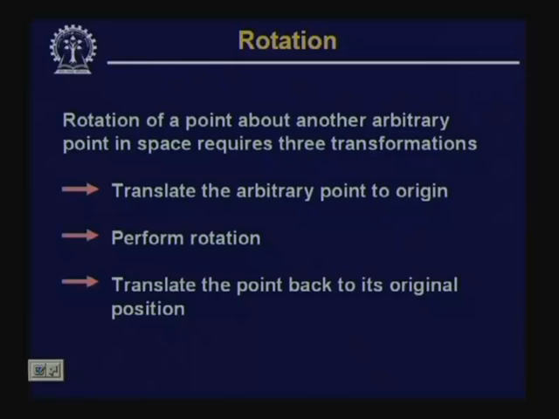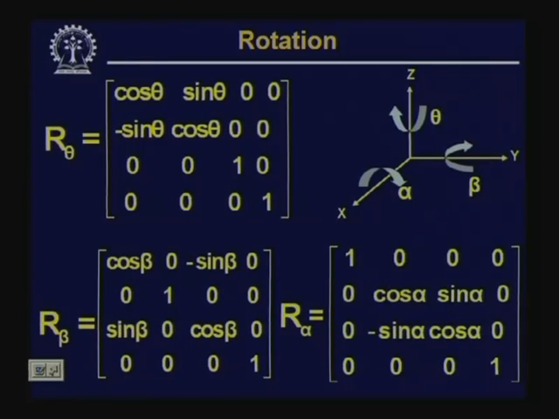Specifically, if the rotation has to be done about an arbitrary point, then we have to translate the arbitrary point to the origin by using the translation transformation. After translating the point to the origin, we perform rotation around the origin, then we translate the point back to its original position. This gives us the desired rotation of any point P in 3D around any other arbitrary point Q also in 3D. Now let us see how this rotation will look in 3D.